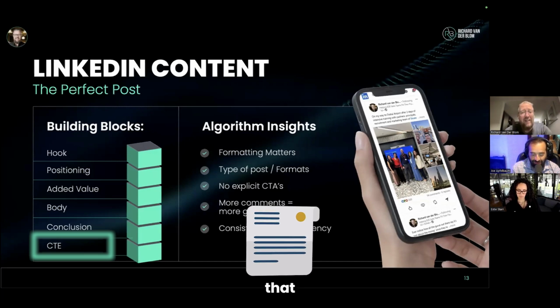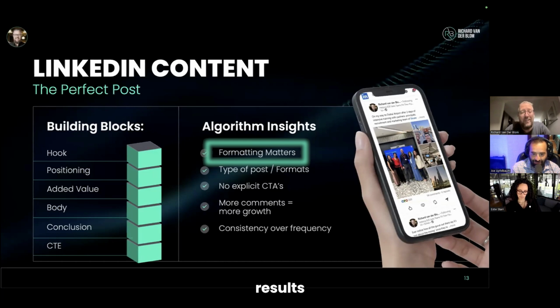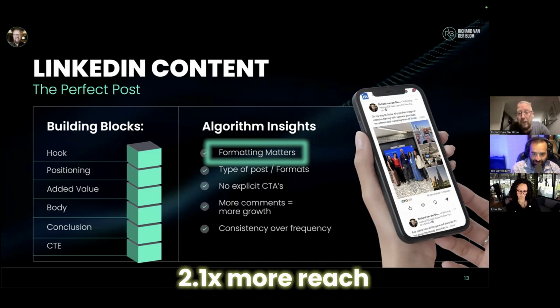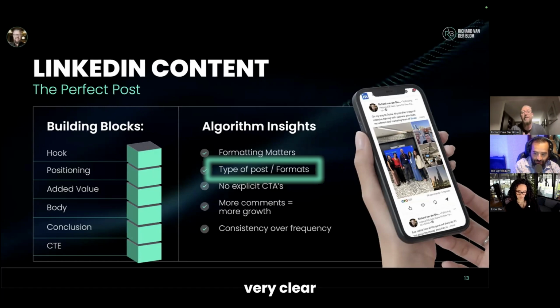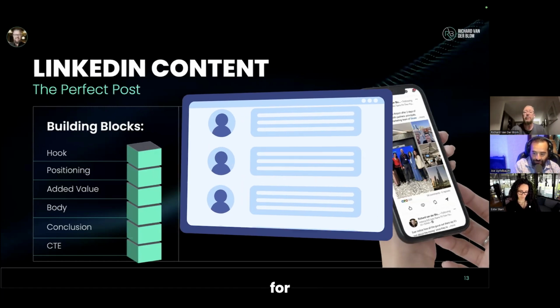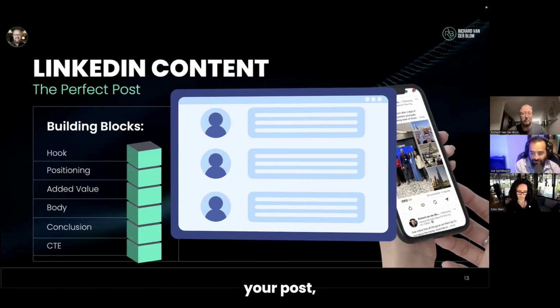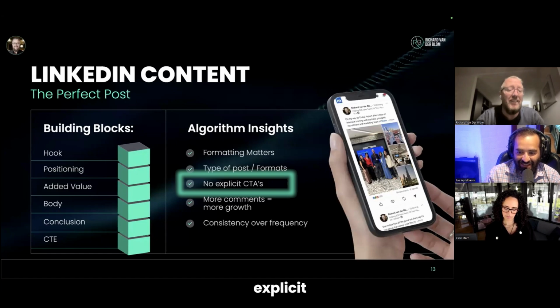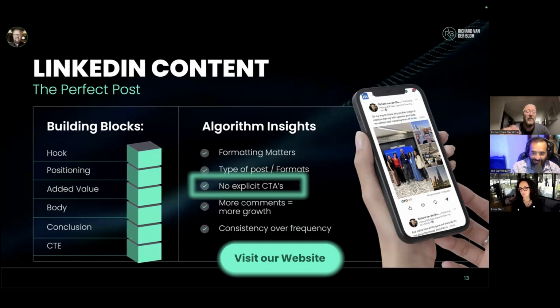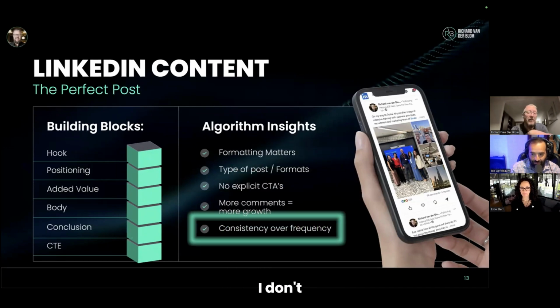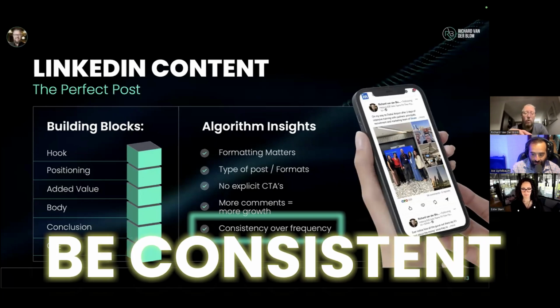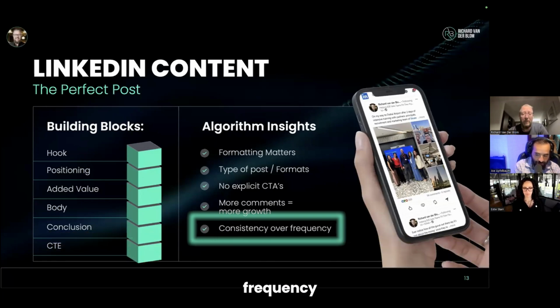We have discovered that formatting your post results in 2.1 times more reach. Make your post easy to read. Short sentences, a very clear structure that makes it easier for people to screen, scroll, read your post. Don't use any explicit CTAs. Visit our website, give me a call, provide a comment. More comments still means more growth. Consistency over frequency. I don't care if it's twice a week or 3 times a week. I publish myself 6 times a week, but be consistent in the frequency.